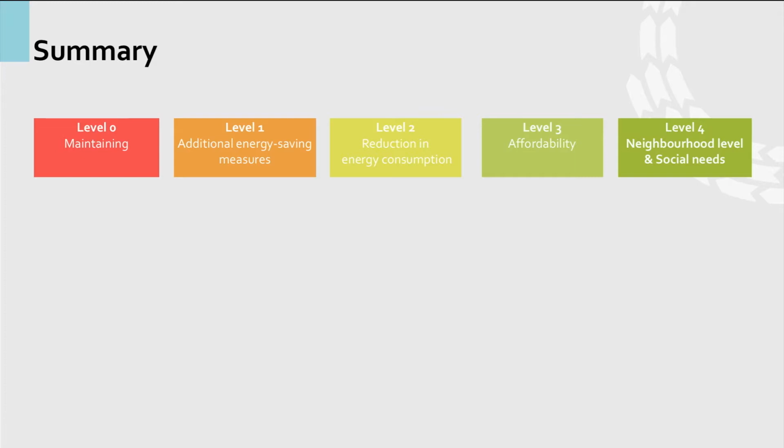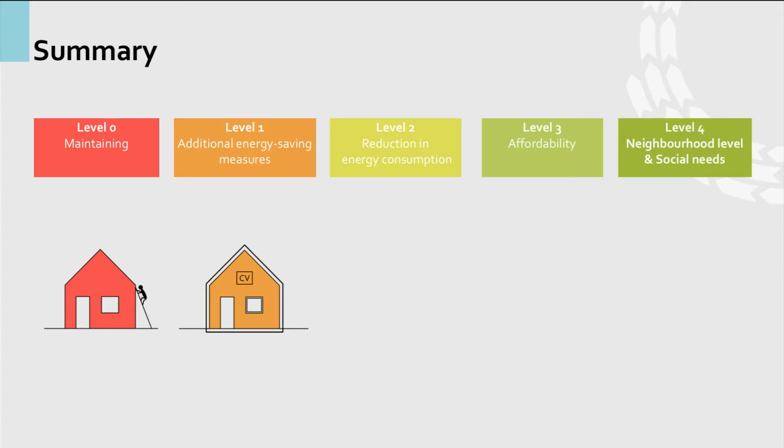To summarize, the various ambition levels. Level 0 maintains the original quality of the dwelling. On level 1, a number of energy-saving measures are carried out. On level 2, the greatest possible reduction in energy consumption is achieved. On level 3 and 4, other elements are introduced.